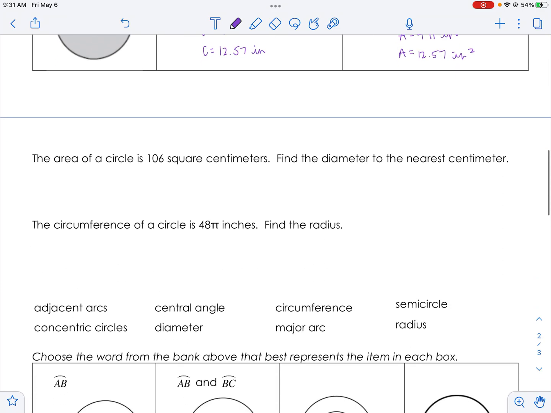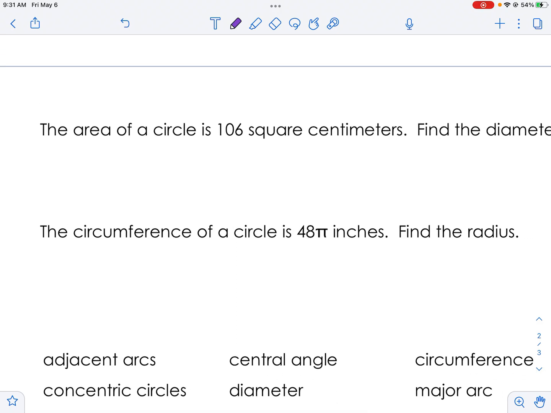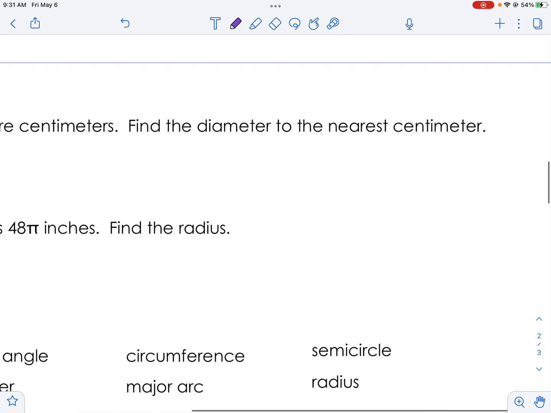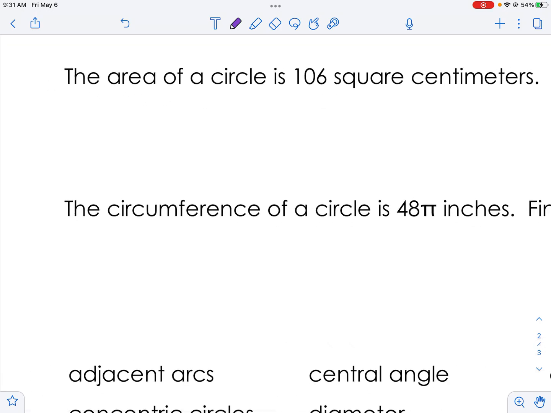But sometimes you have to work backwards. So for this particular problem, it says the area of a circle is 106 square centimeters. Find the diameter to the nearest centimeter. So how we find area of a circle, we have that formula, was just pi r squared. But this problem is different because it tells us the area. So it tells us what A is. So A, the area, is 106 equals pi r squared.